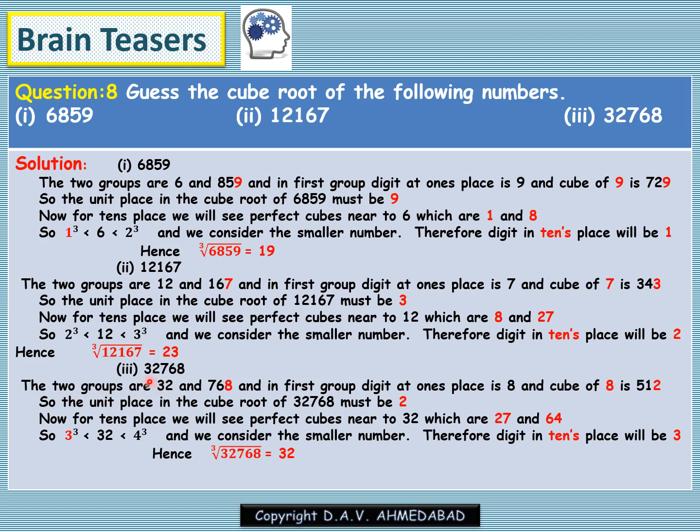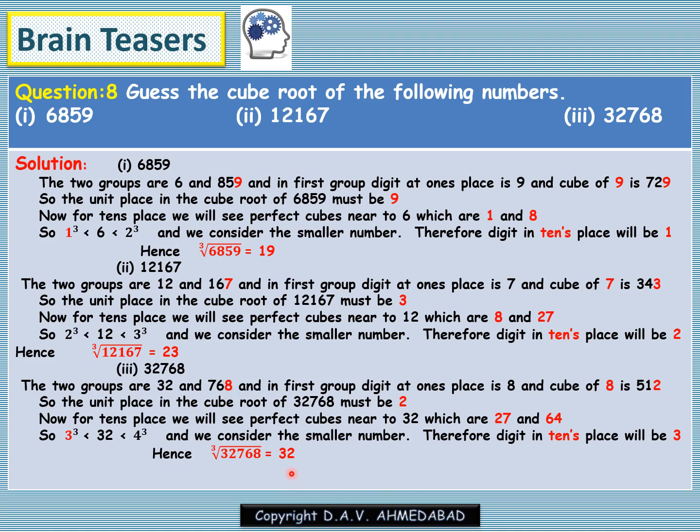Now third is 32,768. Again, we will make two groups and now digit at ones place of group 1 is 8, 8 cube is 512 and digit at ones place is 2.